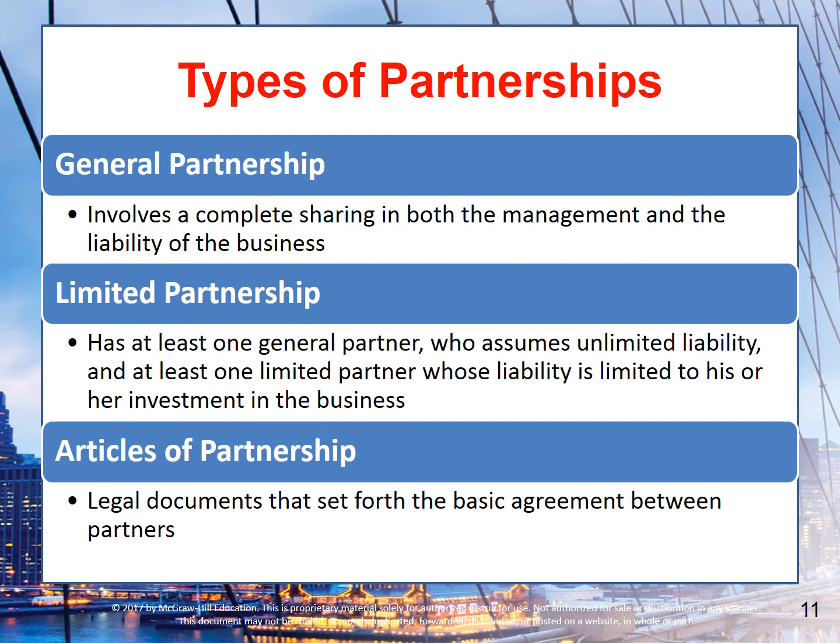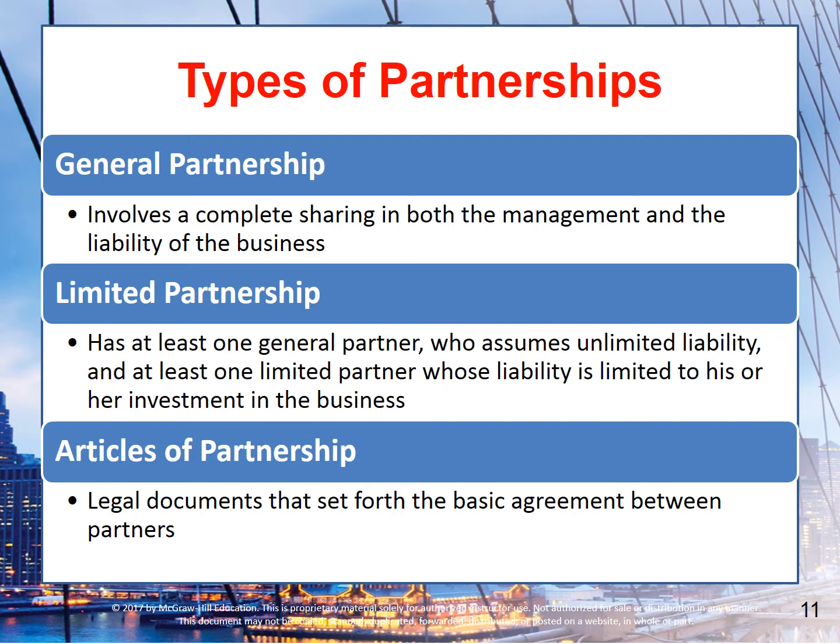Now we're going to discuss partnerships. A partnership is a form of business organization where two or more persons act as co-owners of a business for profit. And this is one way to minimize the disadvantages of being a sole proprietorship and to maximize the advantages of having more than one owner. They're typically a little larger than sole proprietorships, but not as big as corporations.